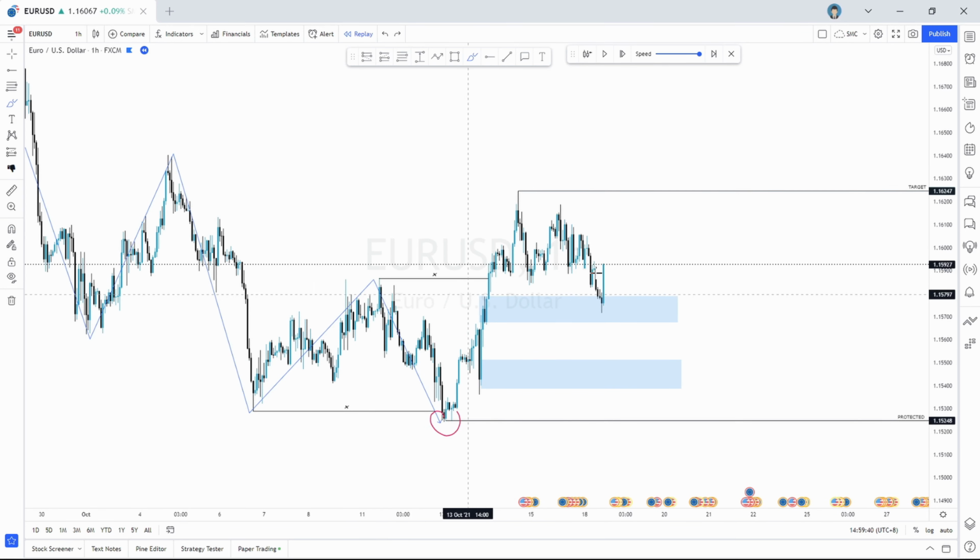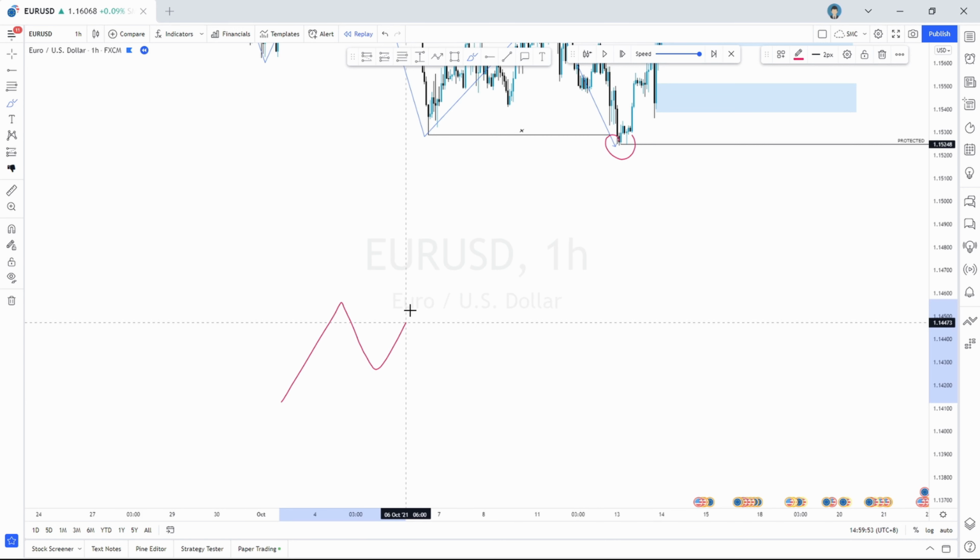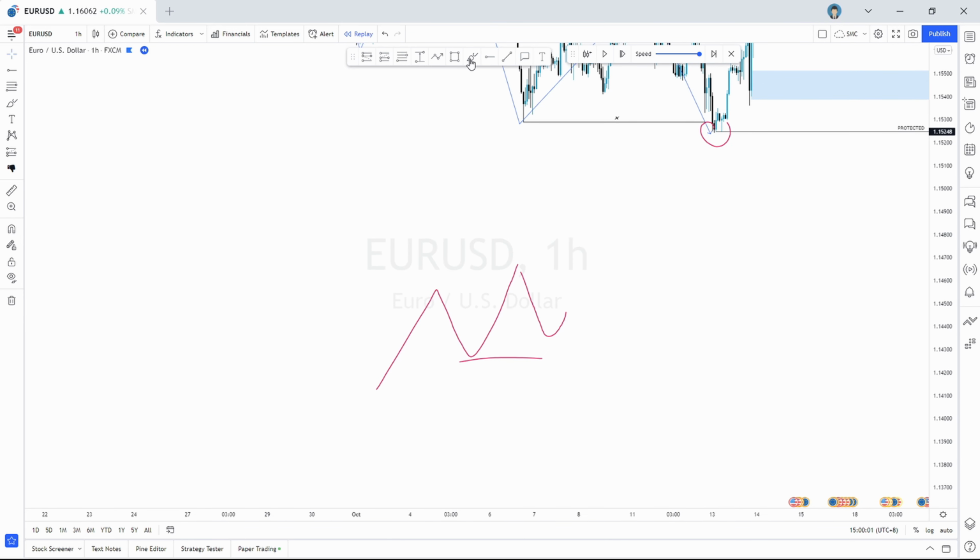This is now when I mark up my target and my protected. Again, we have this protected low over here. Why do we mark this up as a protected low? Since we're overall in an uptrend. If you still don't get it, this is our protected low. Price does a pullback to mitigate demand zones. Now we can have this target and continue to the upside.